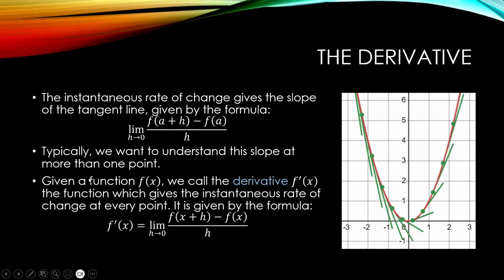Given a function f of x, we call the derivative f prime of x, the function which gives the instantaneous rate of change at every single point. And it's given by almost the same formula. F prime of x is equal to the limit as h goes to 0 of f of x plus h minus f of x over h. This is just our difference quotient. This is just our slope formula. This is rise divided by run. And then we're saying what happens as we let the run go to 0. This formula will tell you what happens at every single point and give you the slope at every single point on a curve.